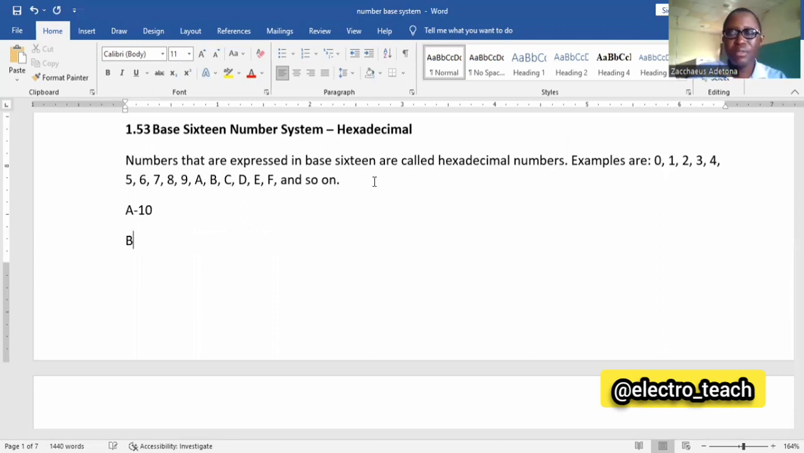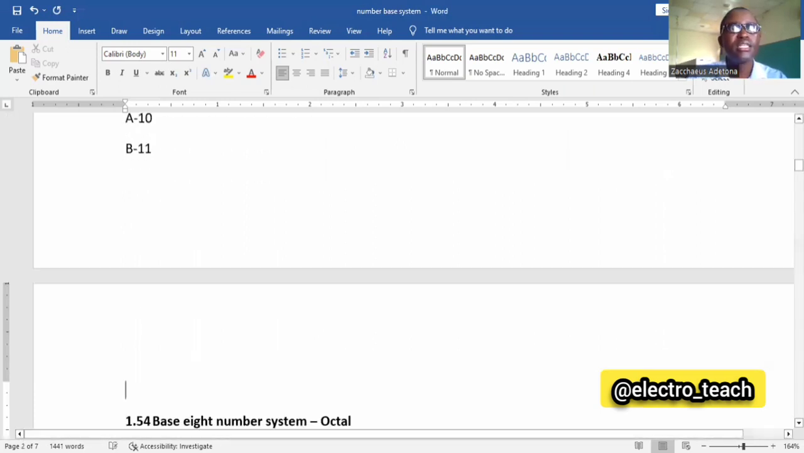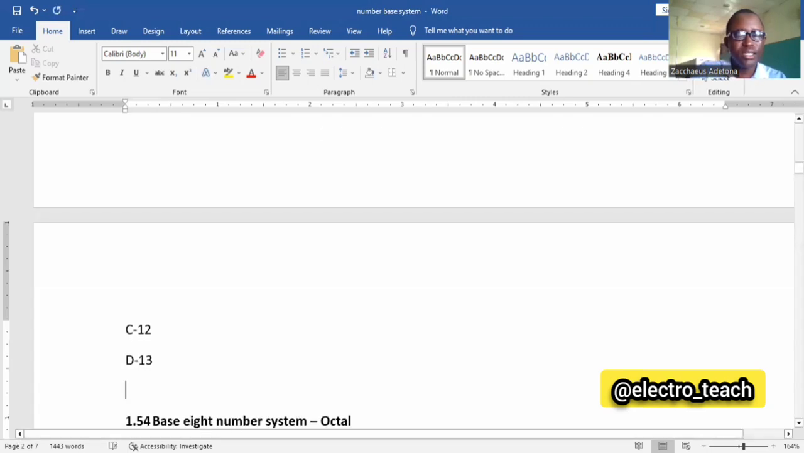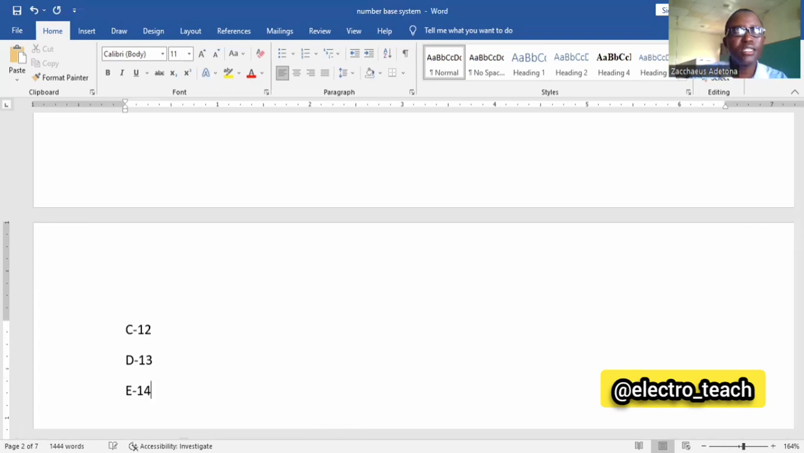B represents 11. Then C represents 12. D represents 13. And E represents 14. Then F represents 15. So this is a base 16 system.